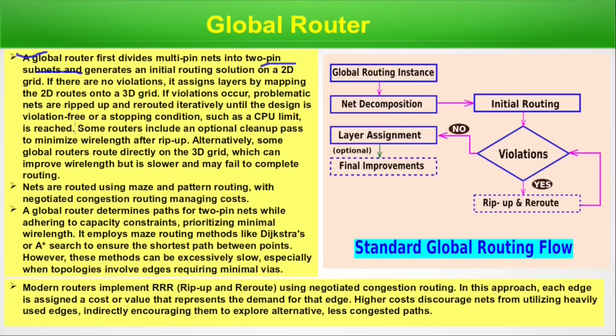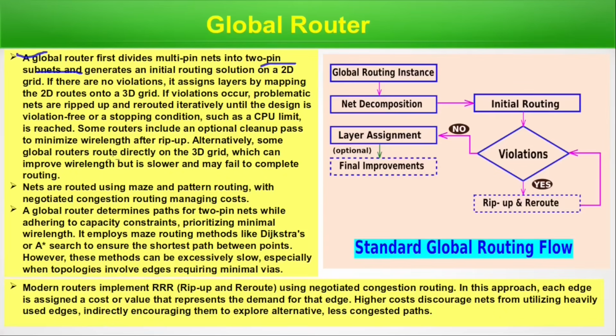A global router first divides a multiple-pin net into 2-pin subnets and generates an initial routing solution for a 2D grid. If there is no violation, it assigns layers by mapping the 2D route into a 3D grid. If a violation occurs, it only picks the problematic nets, which are ripped up and rerouted iteratively until the design is violation-free or a stopping condition is reached. It only does this for the problematic ones. It's case-specific. Some routers include an optional cleanup pass to minimize wire length after rip-up.